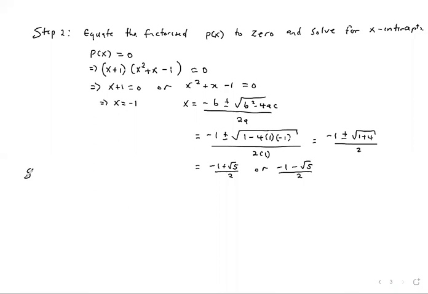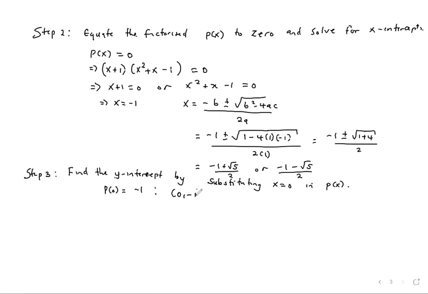Then step 3, find the y-intercept by substituting x is equal to 0 in p(x). So what is p of 0? It will always be the constant. So what is the constant? -1. So the y-intercept is (0, -1).